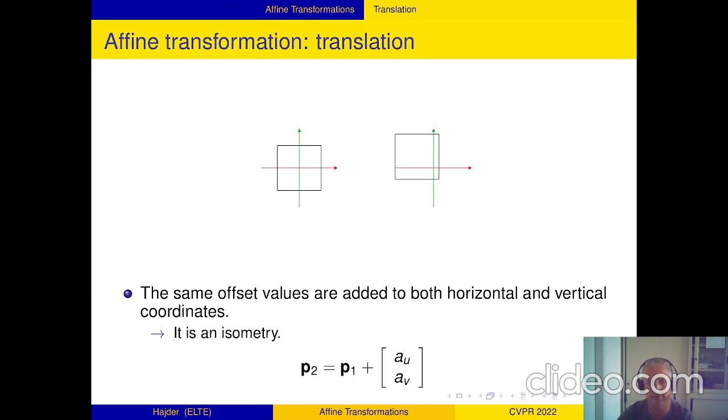And if somebody wants to overview the categories of the affine transformations one by one, then we can say that the first category is the translation. Here the same offset value is added to both the horizontal and vertical coordinates. So in these examples the original shape is a square, and then it's moved to the top left corner of the resulting image.